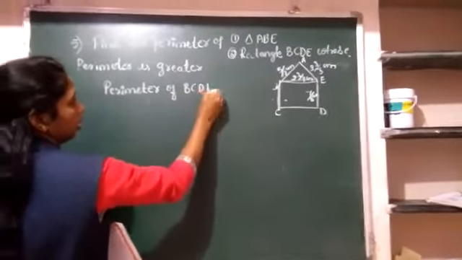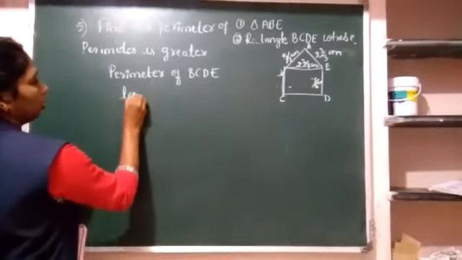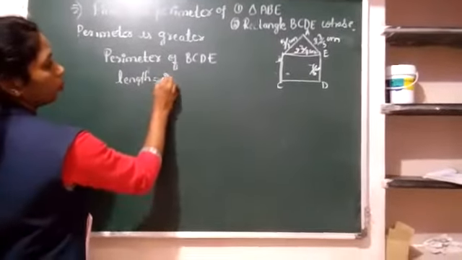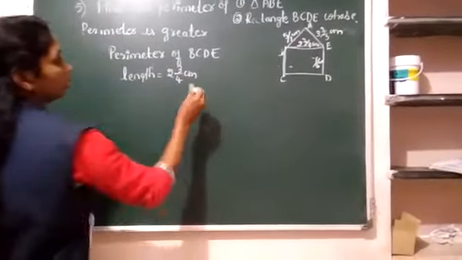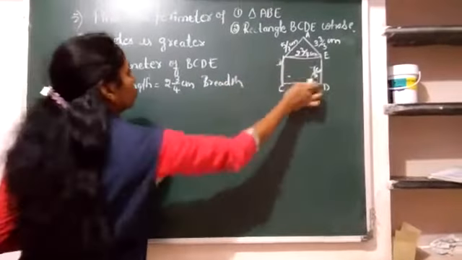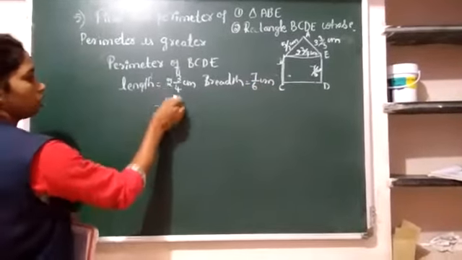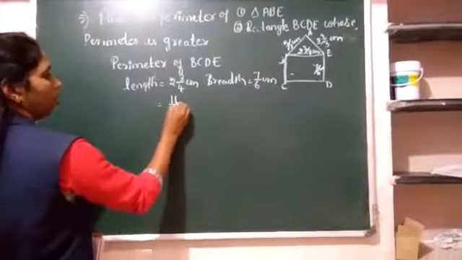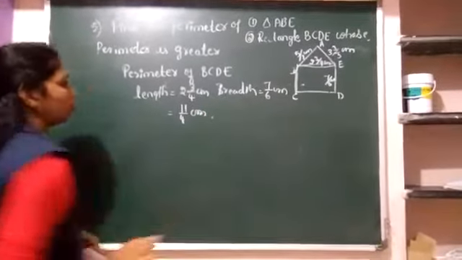Now the rectangle BCDE. Length is equal to 2 3 by 4 centimeter. Then breadth is equal to 1 1 by 6 centimeter. Now convert this into an improper fraction. 2 4s are 8, 8 plus 3 is 11, so 11 by 4 centimeter. Then breadth is equal to 7 by 6 centimeter.